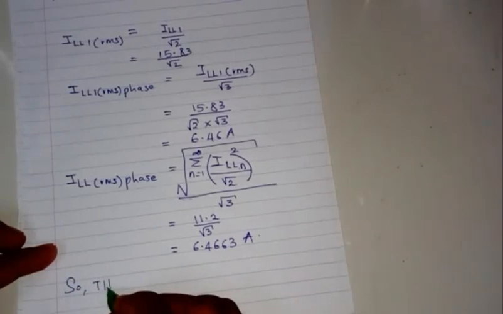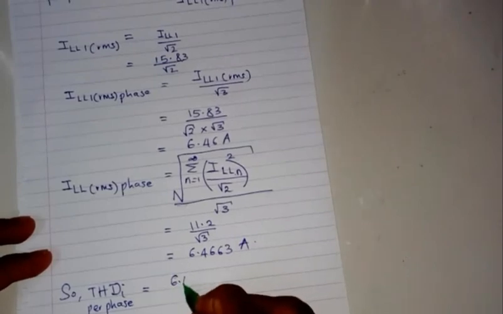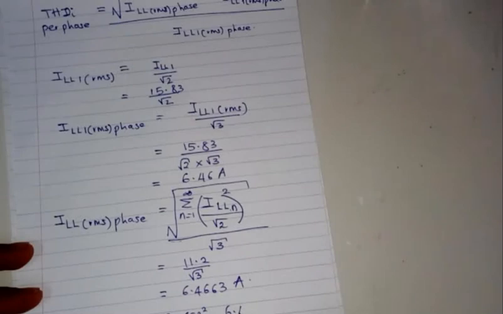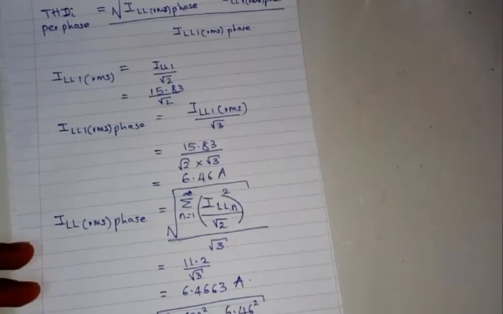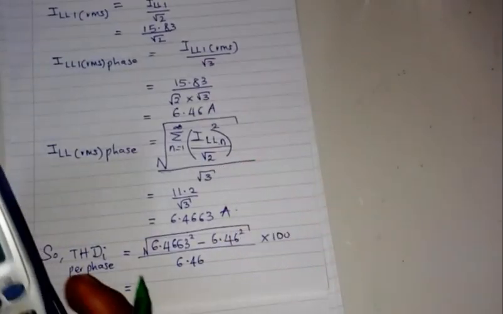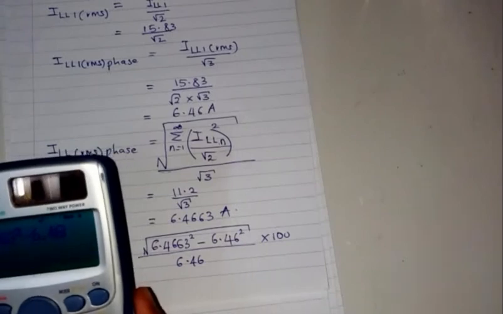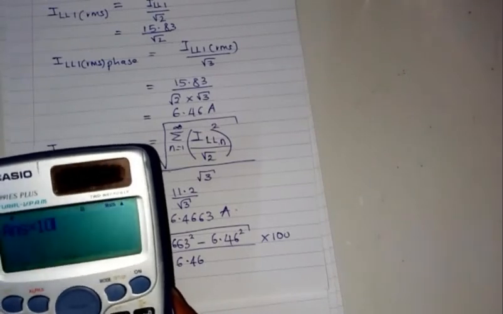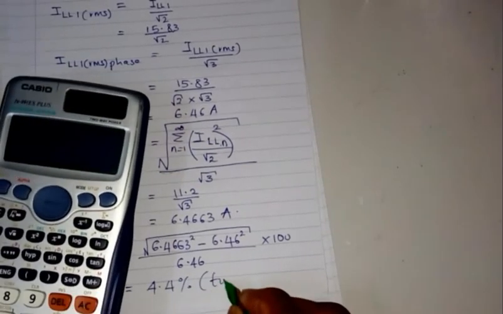So the THDI per phase equals the square root of 6.4663 squared minus 6.46 squared, and then we divide by 6.46, multiply by 100, and the final answer equals 4.4%, to 1 decimal place.